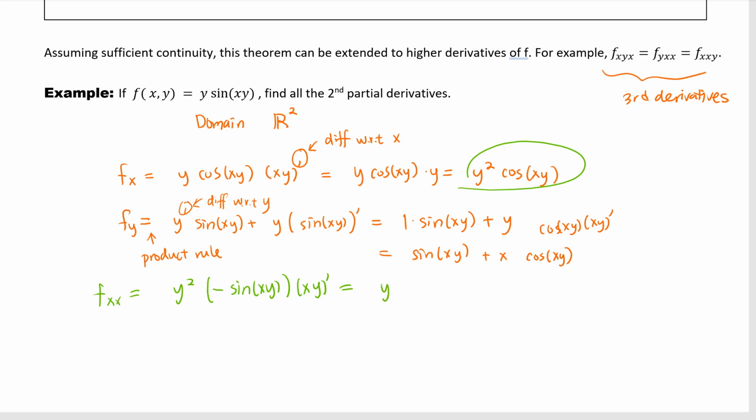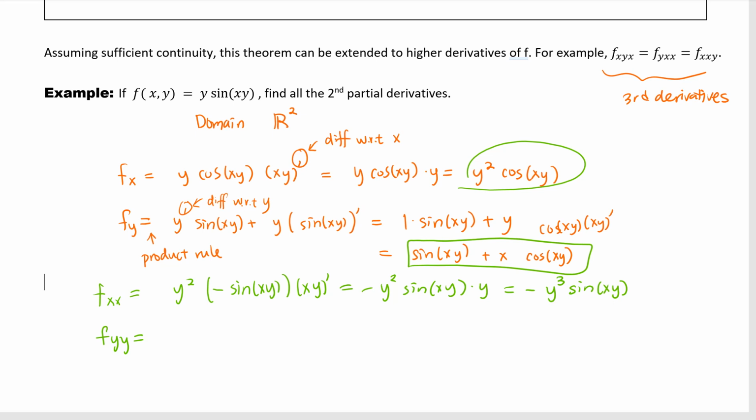Keep that in mind. We have sine xy. Take the derivative with respect to x. The derivative of x is 1, but we still have the y. So we have minus y cubed sine xy. So far, so good, everybody. How about fyy? Well, we look at this guy and we take the derivative with respect to y.